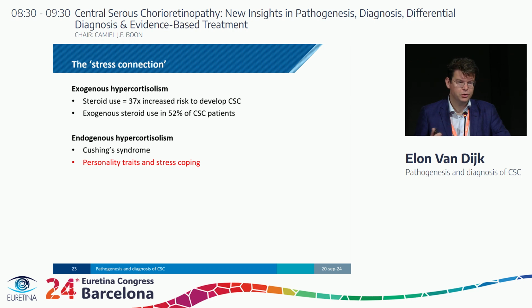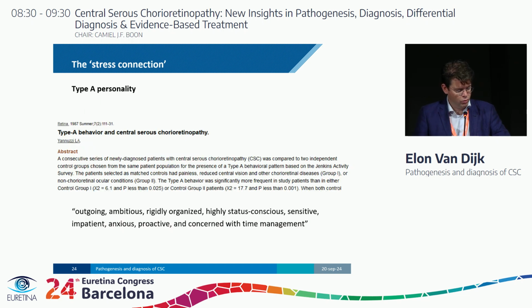And then, of course, there's also the suspicion that people with CSC can have specific personality traits. Type A personality might have different stress coping. So we thought, okay, what is this exactly? It has been described by Professor Iannuzzi in the late 80s, the type A behavior, which is a difficult definition because it's not really strongly defined.